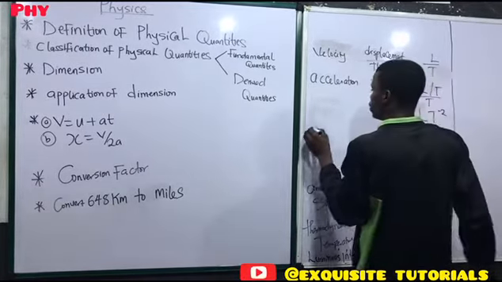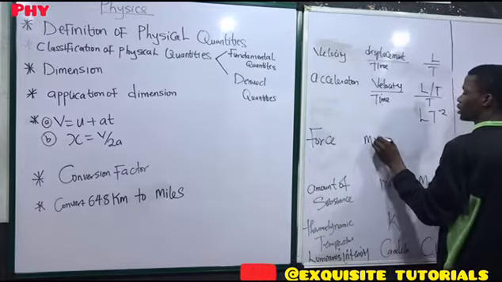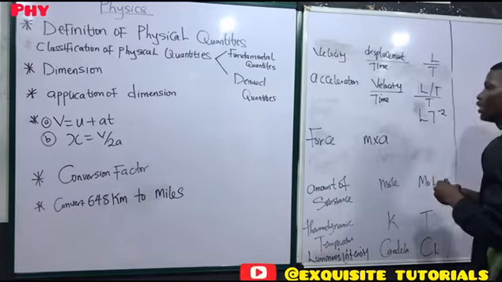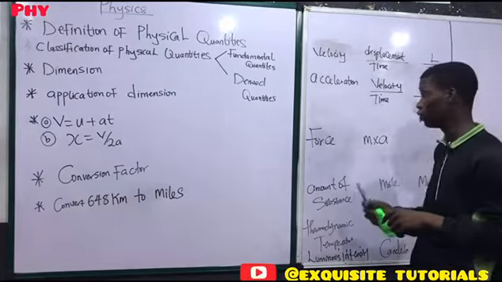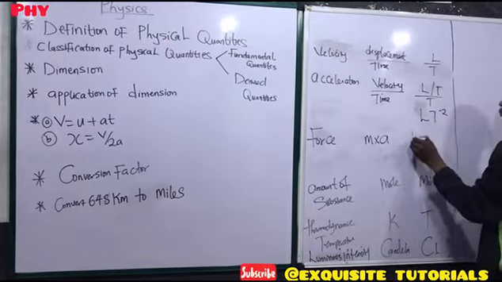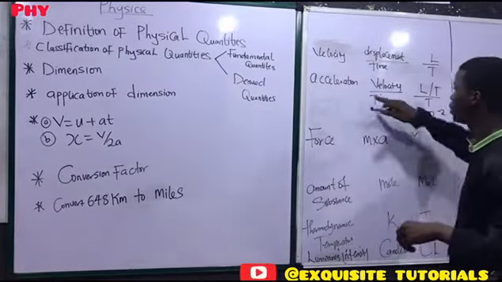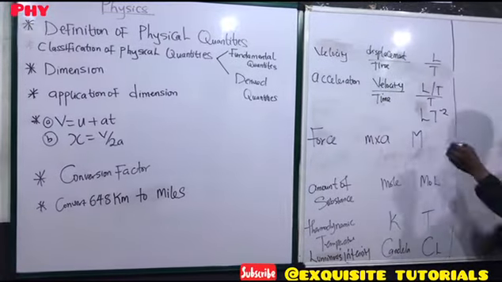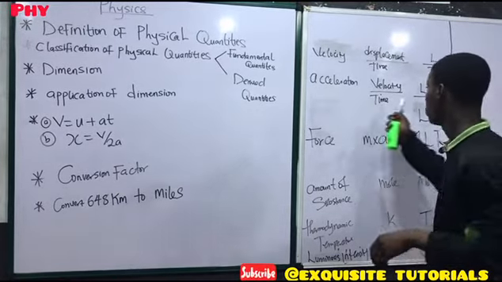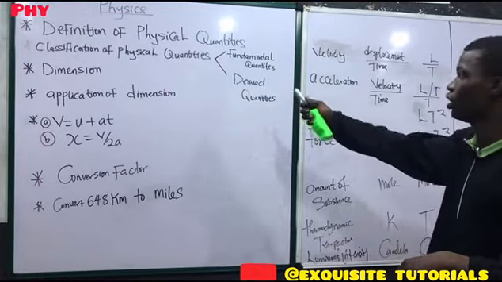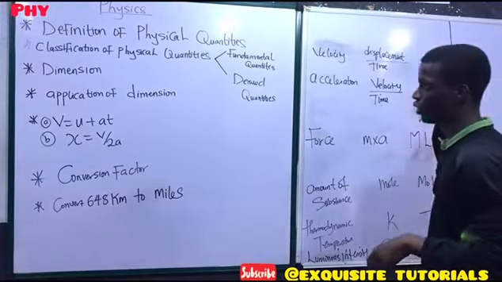Then for the force, our force is equal to the mass times acceleration. And I told you that in our fundamental quantities, the short form for representing our mass is M. Since we already have our acceleration to be LT raised to power minus 2, I will just place it here. So these are the ways we represent the derived quantities for a particular function.